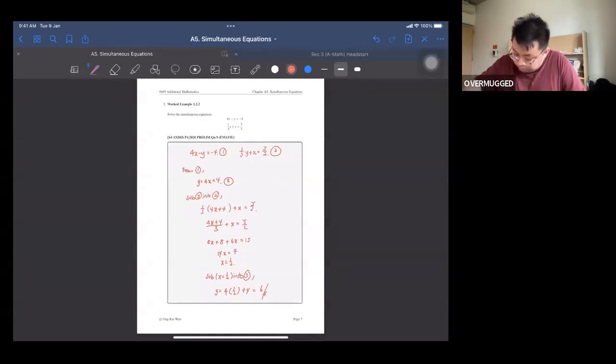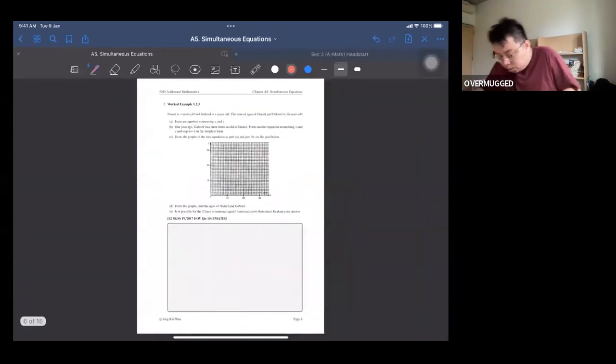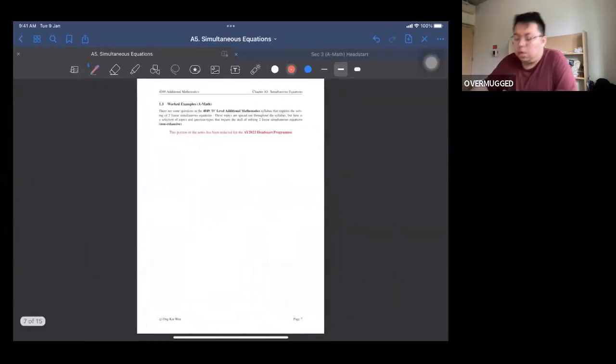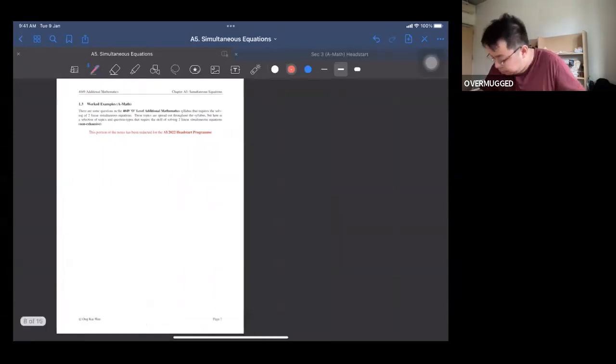Now, I'm not going to go through 1.2.3. This one I'll leave it to you to do on your own. You can refer to the solutions when they are uploaded. So this one I will ignore for now. For this portion here, there are chapters in the A Math syllabus that require you to solve 2 linear equations. There are questions here, but I removed them because it's a little bit out of the scope for today. So that's why they are not in this set of notes.